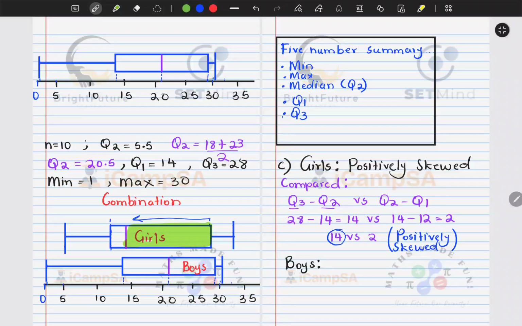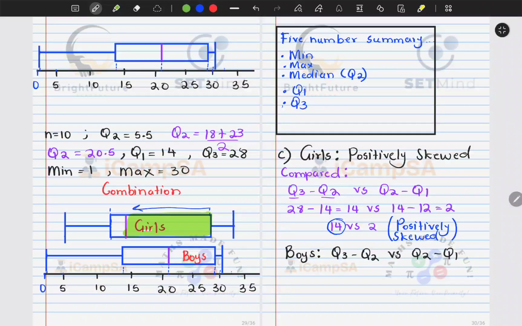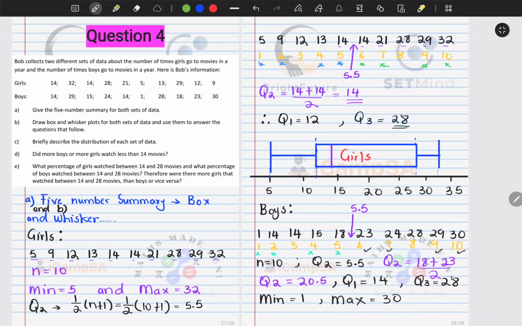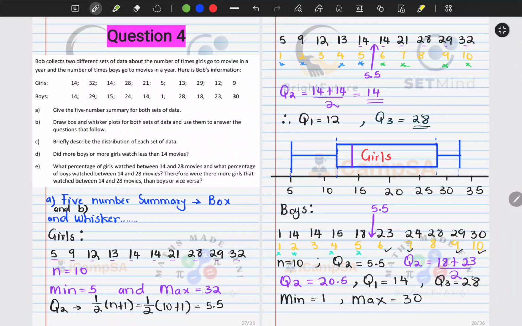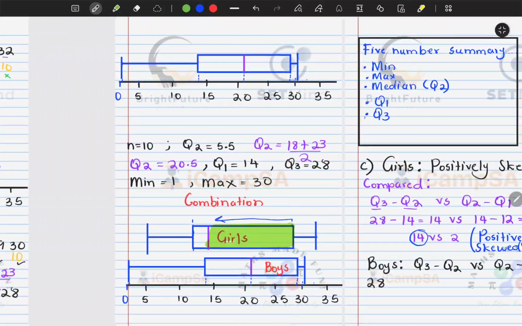And now let's have a look at the boys. For the boys, I'm going to do the same assessment. I'm going to figure out what is Q3 minus Q2, which is just the distance from here to here and how does it compare from that, to be able to see this bar here is closer to which side, the left or the right. So this will be versus Q2 minus Q1. Okay, so let's go ahead for the boys. So Q3 is 28. I hope I was not reading the girls as boys. Okay, but anyway, let's continue.